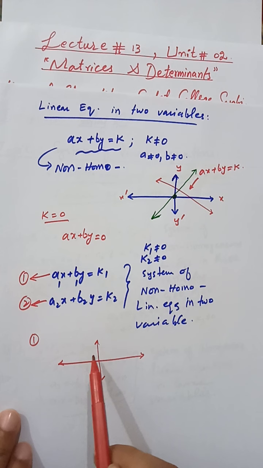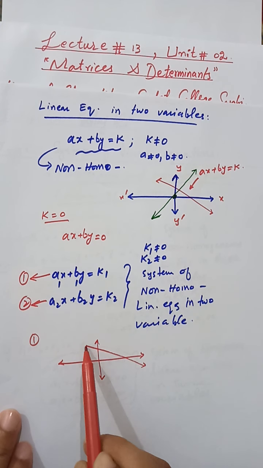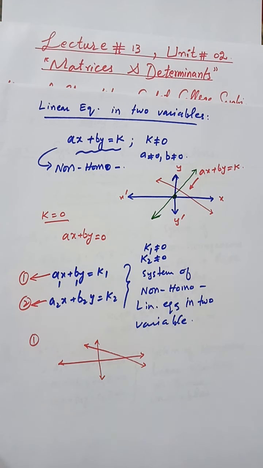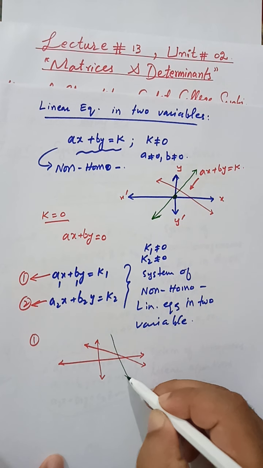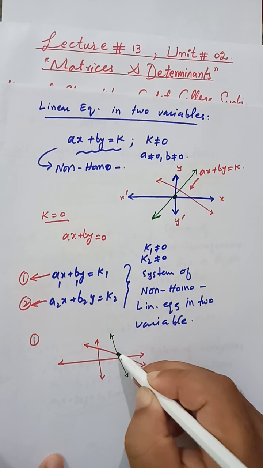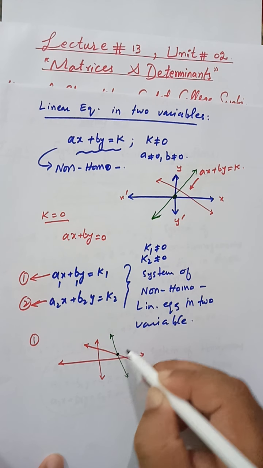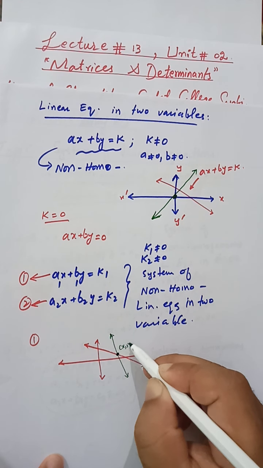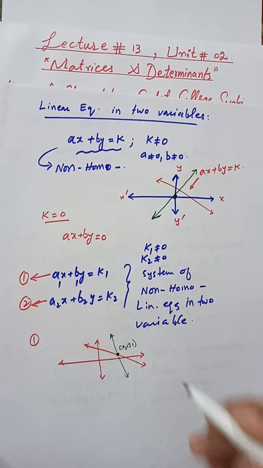So when I draw the graph of, let's say this is the graph of equation number 1 and let's say this is the graph of equation number 2. In this case you see that both these graphs intersect each other at this point. So let's say this is (x1, y1). The point which lies on the graph of the equation is actually the solution of that equation and will satisfy that equation.